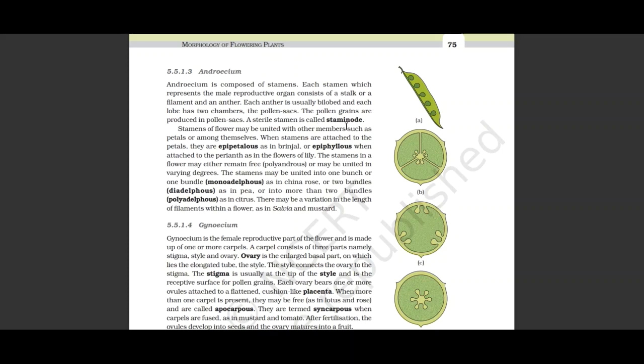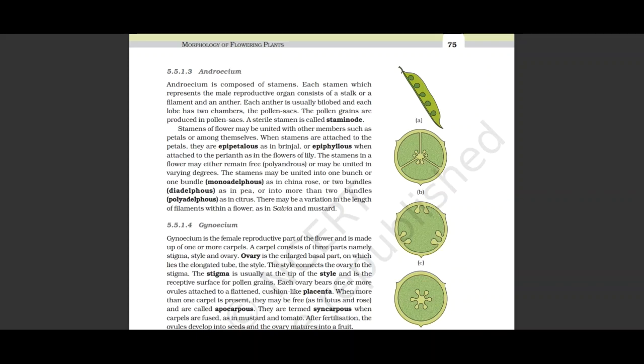A sterile stamen is called a staminode. The stamens of a flower may be united with other members such as petals or among themselves. When stamens are attached to the petals, they are epipetalous, as in brinjal, or epiphyllous when attached to the perianth, as in the flowers of lily.